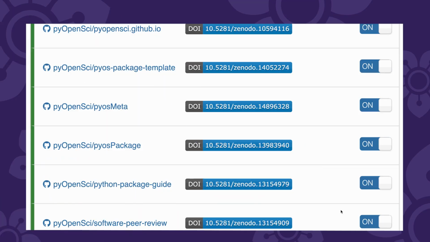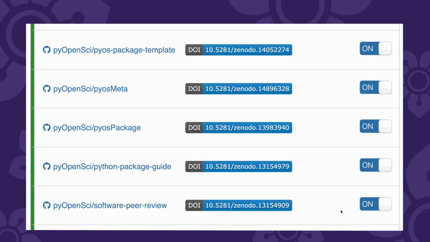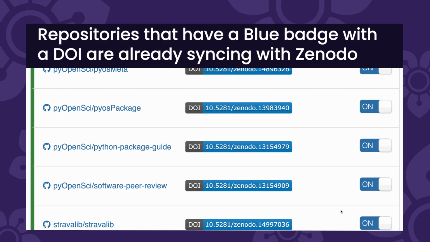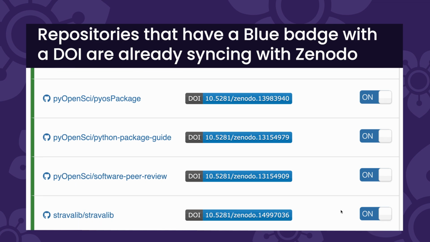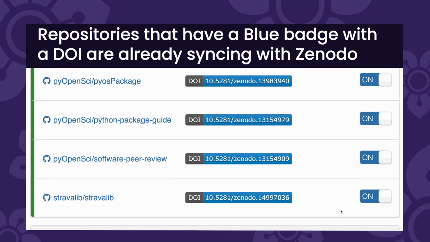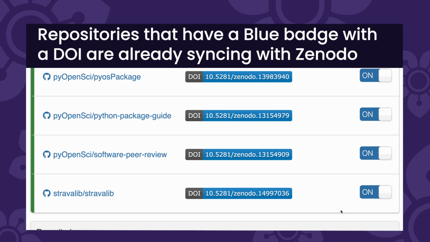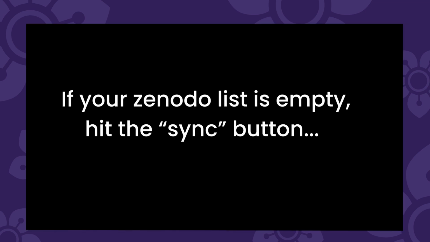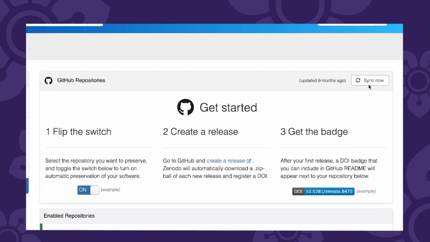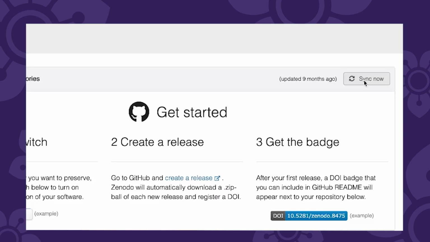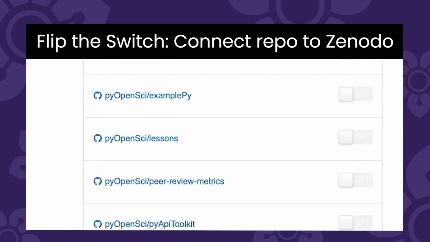So you can see here that I have a handful of repositories in Zenodo that already have a blue DOI badge. The blue badge means that I've already flipped the switch and created at least one release for these repositories. If you haven't synced Zenodo with GitHub before, your list will be empty or out of date. To fix that, hit the sync button at the top of the Zenodo page to update your list of GitHub repositories. So next, let's flip the switch for the pyOpenSci lessons repository.